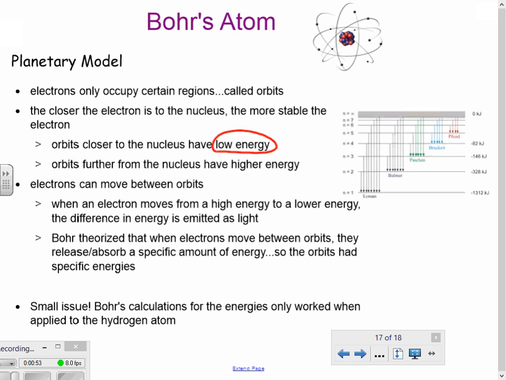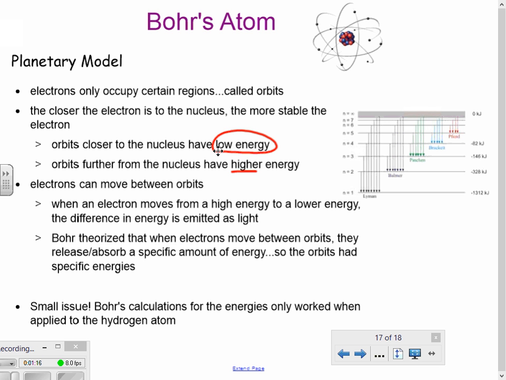The orbits that are further away have higher energy. So if we have 7 orbits, the 7th orbit has the highest amount of energy. The first orbit has the lowest amount of energy, and they increase from 1 to 7. One of the things that Bohr studied was how electrons move between the orbits.